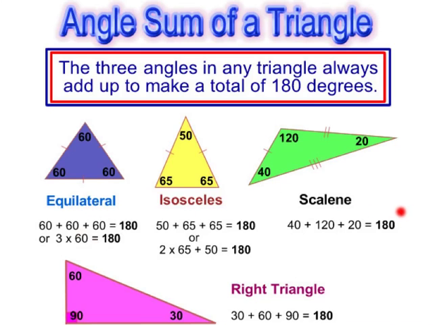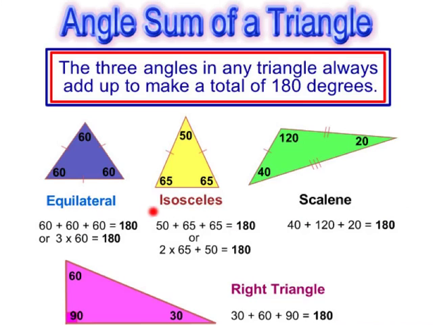So we have different kinds of triangles. We have the equilateral, and if it's equilateral we've got these little tick marks here, which show that these are all the same. Equilateral: equa meaning the same and lateral meaning sides, same sides. Those will always be three 60-degree angles, because they're all exactly alike.